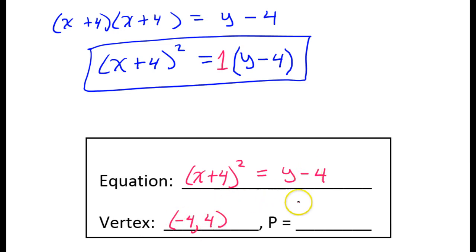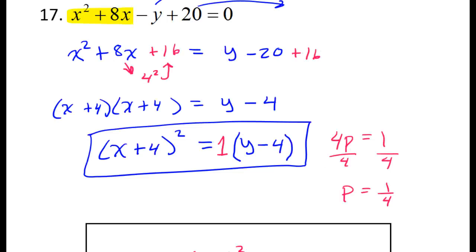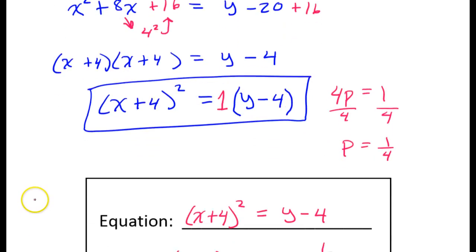So there's my vertex. The p value, well, like I said, this 1 is 4p. So 4p equals 1. Dividing both sides by 4 tells us that p is equal to 1/4. So that was it for number 17.